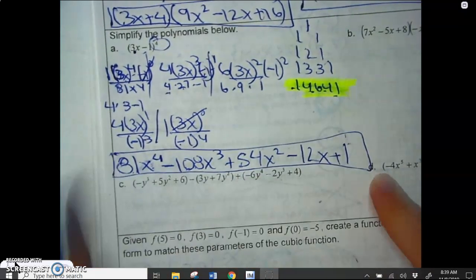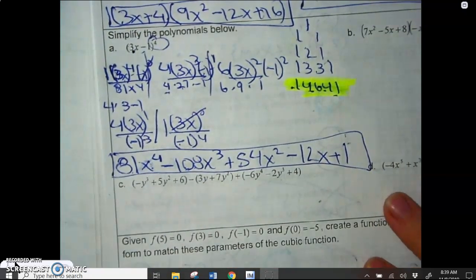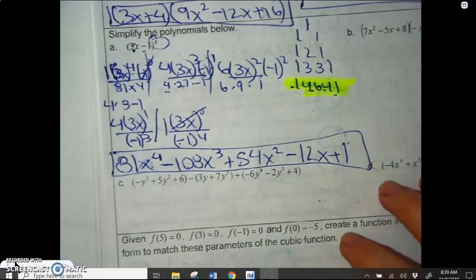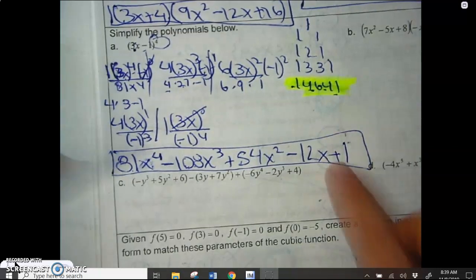If I have a lot of time on my hands, which I'm going to do this for my answer key, take this and put it right on top of that, or graph them both, and they should be right on top of each other. Okay, next one.